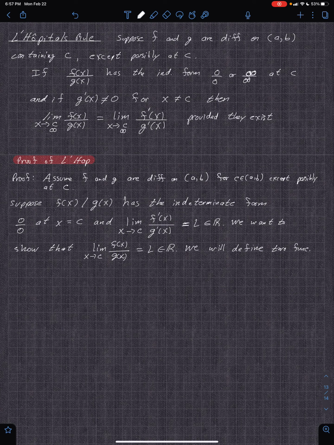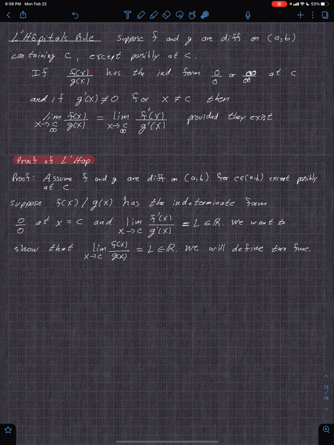Let's go through the proof of L'Hopital's rule. So let's first look at the theorem again, or the rule again. We have that f and g are differentiable on the open interval from a to b, containing c, meaning c is in here. So it's differentiable except possibly at c itself. Okay, that's the assumption.